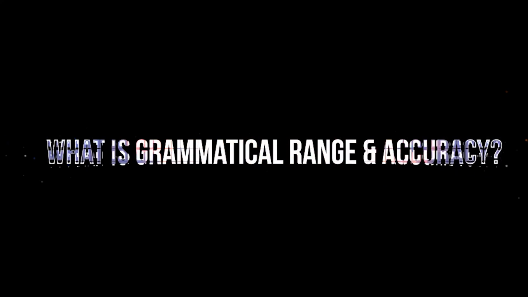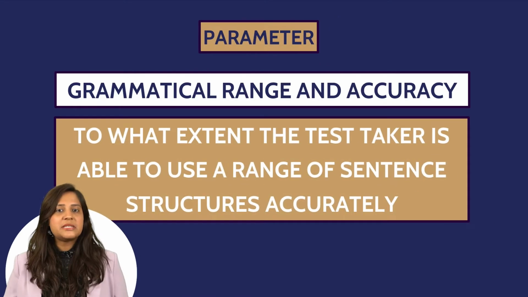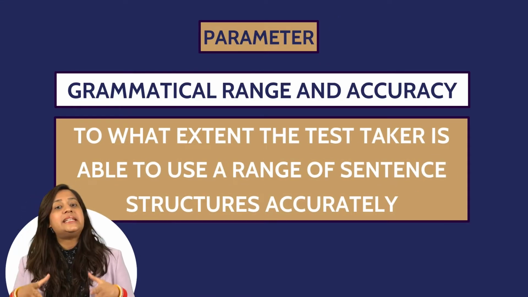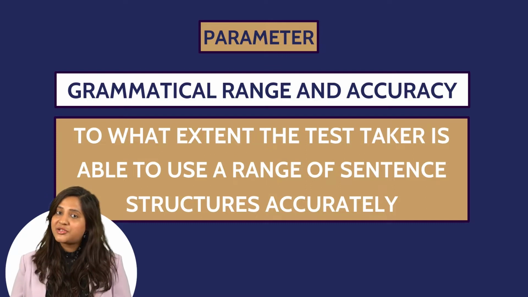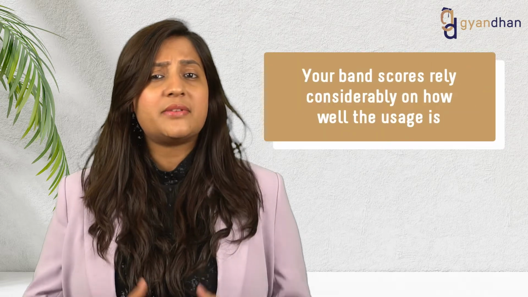In the previous videos, we got to know that IELTS writing and speaking are assessed based on 4 parameters. One of the common parameters is the grammatical range and accuracy. This parameter checks to what extent the test taker can use a variety of grammatical structures naturally and accurately. That is why it is quite important to display a range in your language. Your band scores rely considerably on how well the usage is.